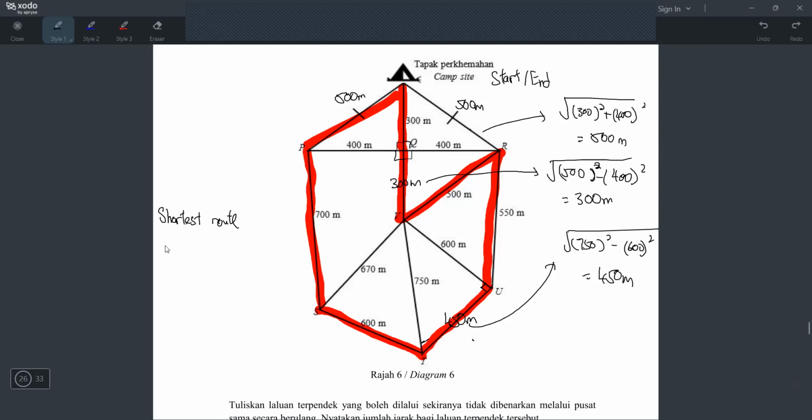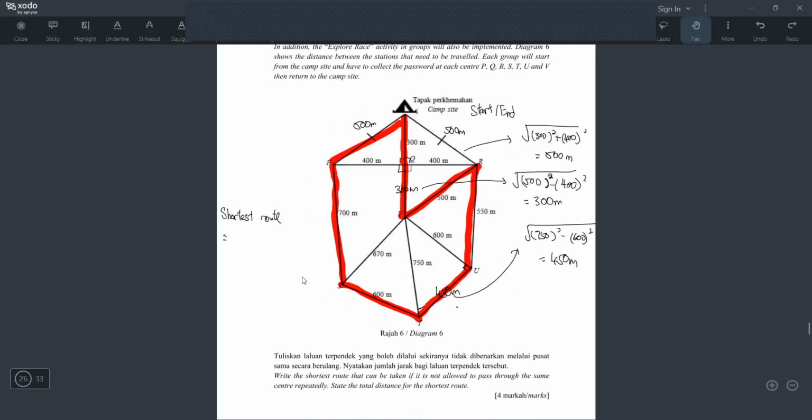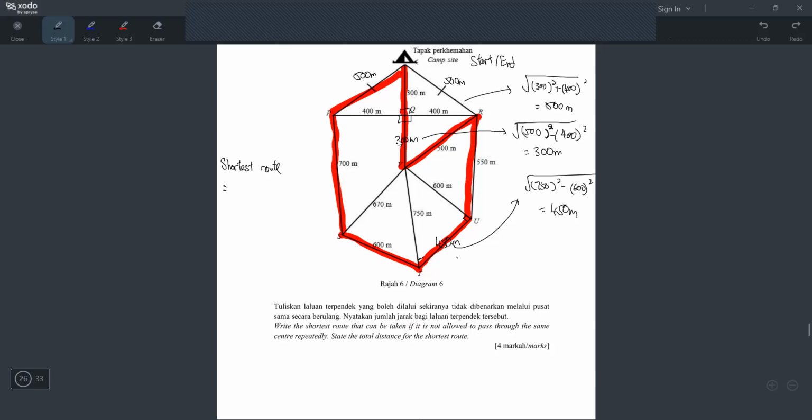And don't forget, before you calculate the shortest distance, you have to write down the arrows first. So let's make it smaller. Okay, let's write down now. So we start from campsite. Campsite, and then I go arrow Q, arrow V, arrow R, arrow U, arrow T, arrow S, arrow P, and then arrow campsite. I have to write this.